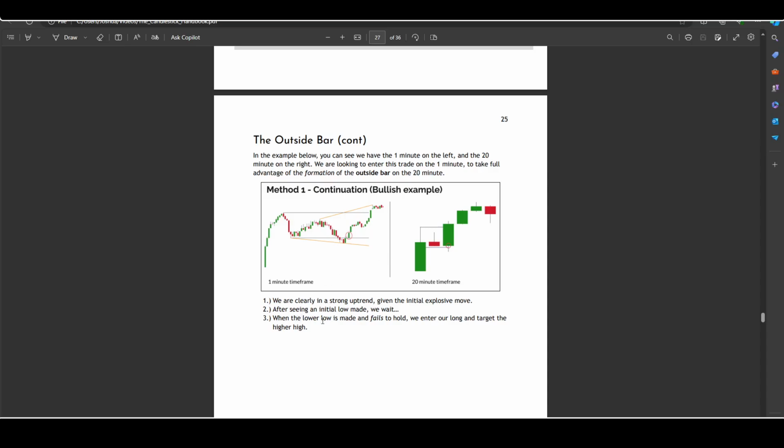When the lower low is made and fails to hold, we enter our long and target the higher high. So you can see they end up making a new low under this, and they end up closing back off it. This is also what you'll sometimes see Peoples or Leeland mention and call the 90% entry. This is a pretty famous entry between some of the higher tier traders in our chat.